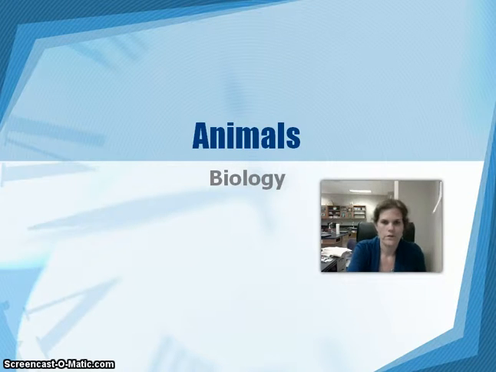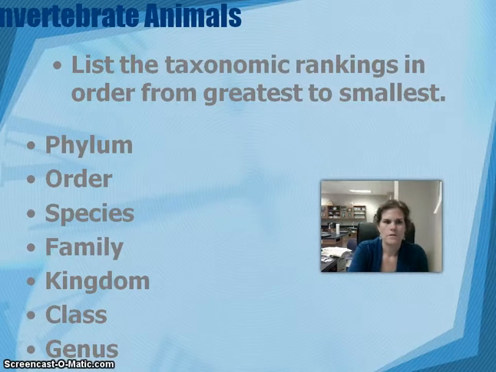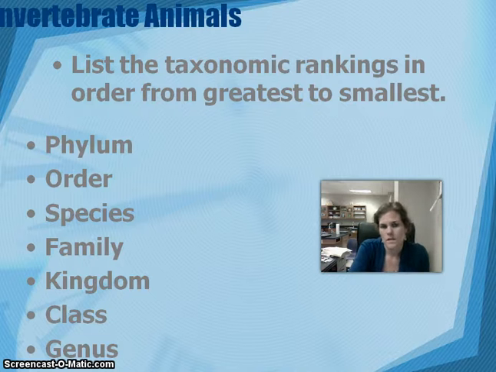So you should have your Invertebrate Animals packet in front of you. For the first thing I want you to do, you're going to list the taxonomic rankings in order from greatest to smallest. So you're going to look at this list and you're going to pick out the biggest one. And so you should be able to do this because you've done this before. And so you're going to put these in order from greatest to smallest.